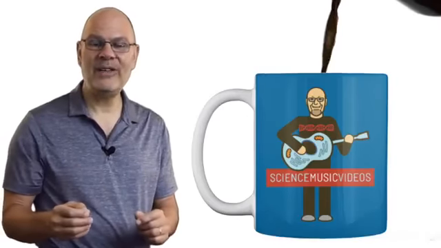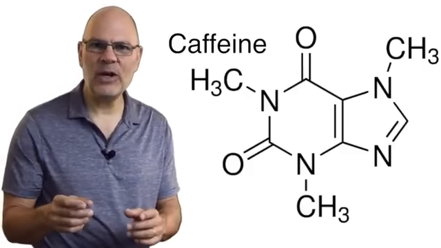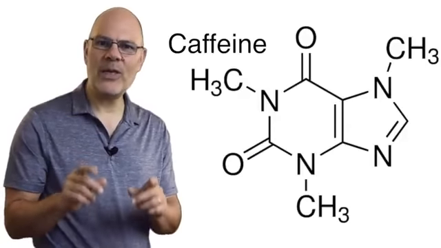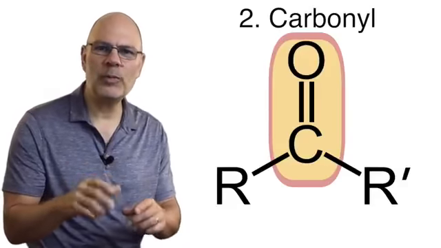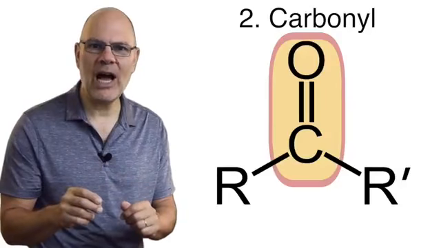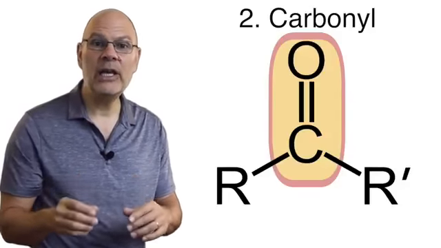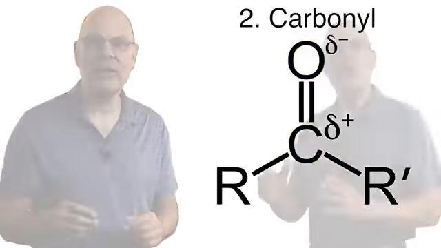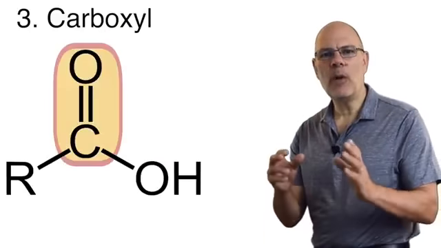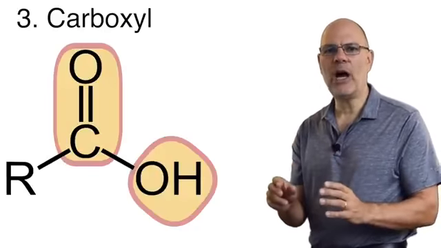Coffee contains caffeine. Caffeine has several functional groups, but we're going to focus on this one. This carbonyl group is a carbon double bonded to an oxygen. Like hydroxyl, it's polar and hydrophilic. This is carboxyl. It's a carbonyl group with a carbon attached to a hydroxyl.